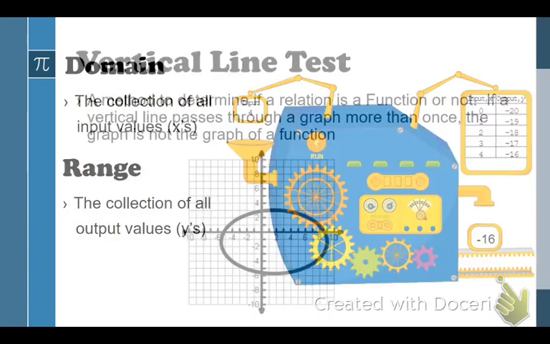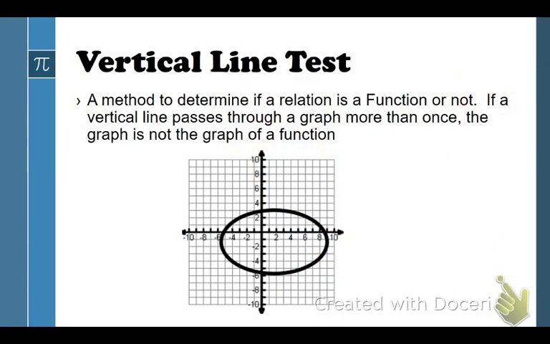All right, now, vertical line test. The vertical line test is the method you use to determine if a relation is a function or not when given a graph. If a vertical line passes through the graph more than once, the graph is not the graph of a function. This oval or ellipse, whatever you want to call it, is not a function.